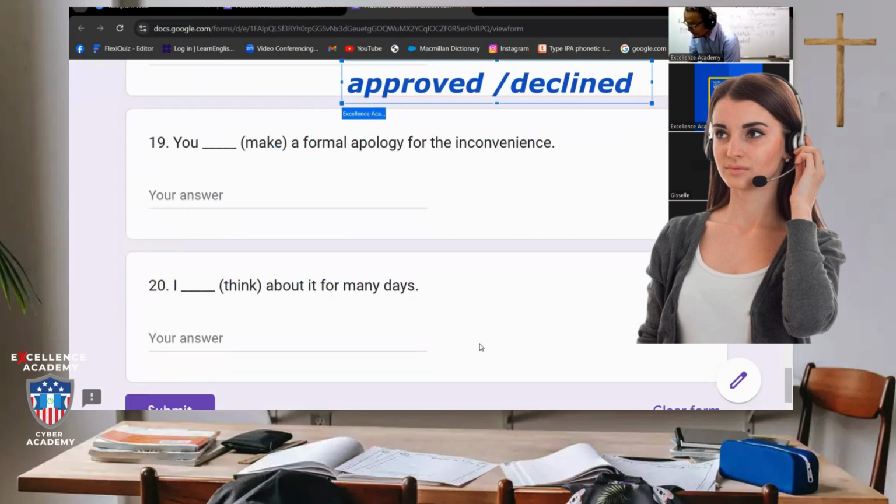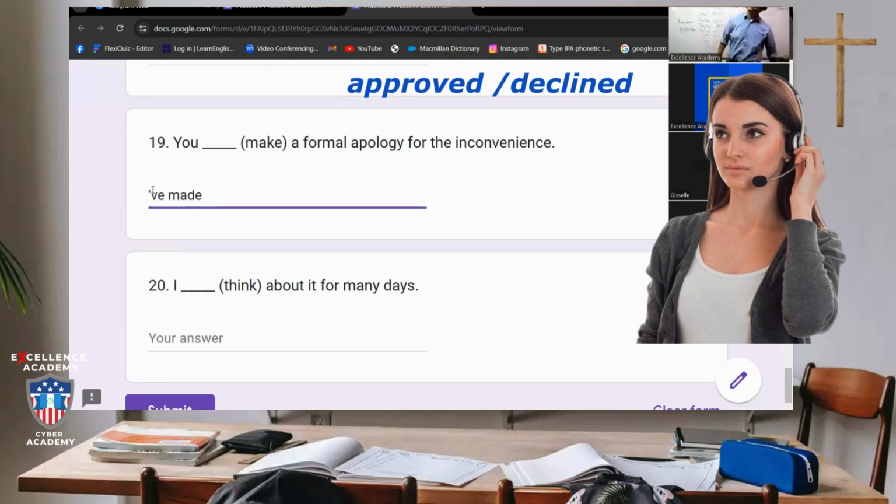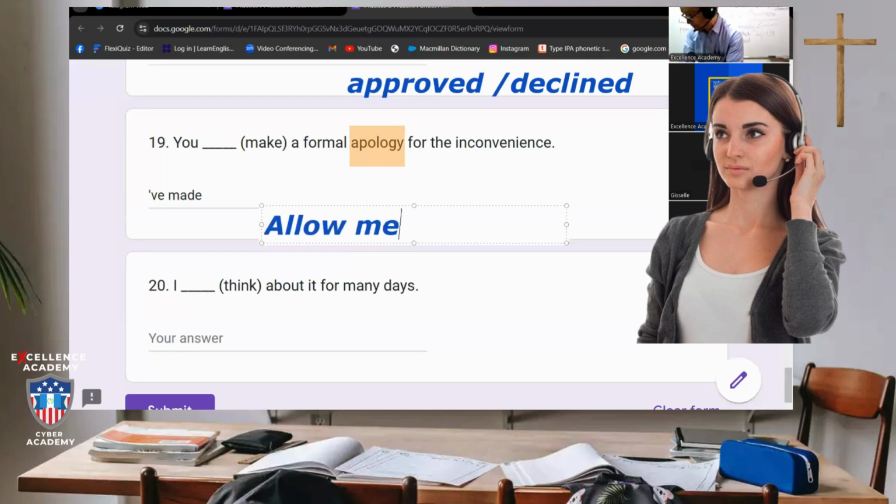Let's go to number 19. You've made a formal apology for the inconvenience. What's the contraction here, fellas? You've made. You've made a formal apology for the inconvenience. That's correct. Beautiful. We say apology. How do we pronounce this word? For the call center people, this word is important for you. Apology. So you're going to say very formally to your customer, allow me to make an apology.